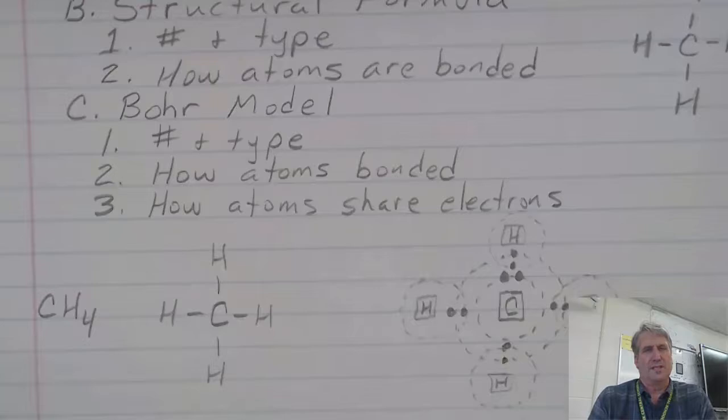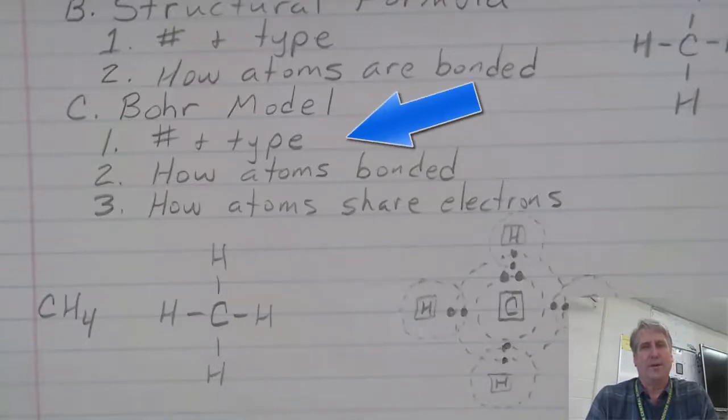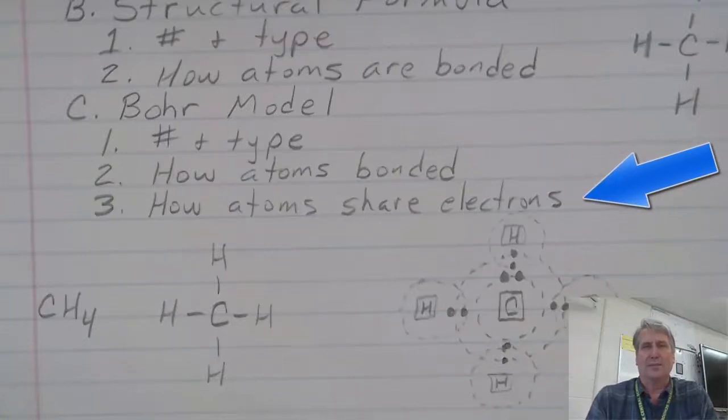The last way to represent a molecule is with a Bohr model. Bohr models aren't used to represent molecules very often, but they show the number and type of atoms in a molecule. They show how the atoms are bonded together, and they also show how the atoms share electrons.